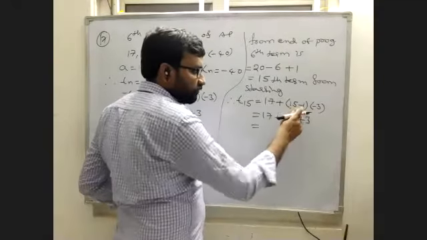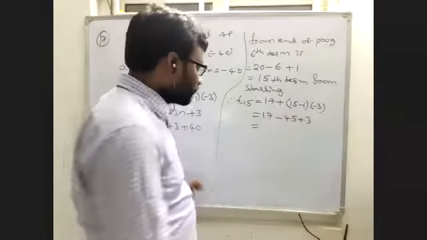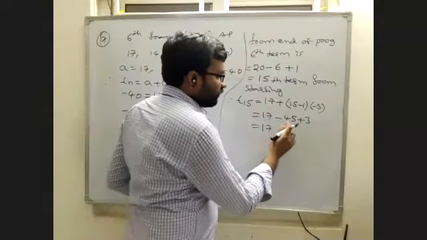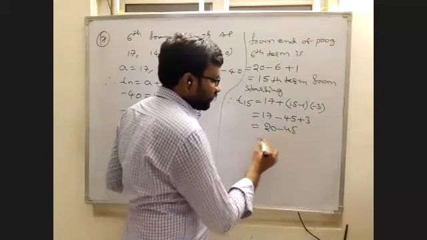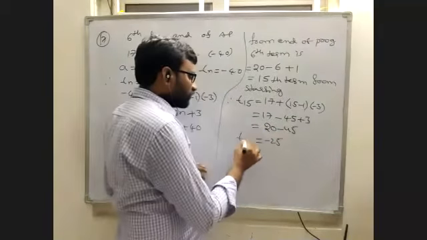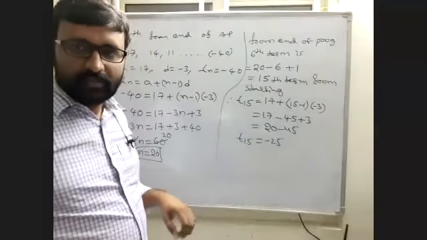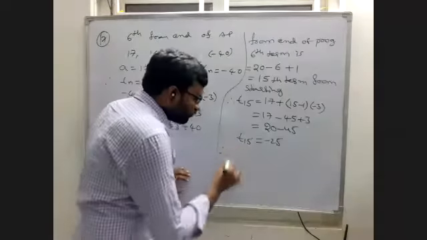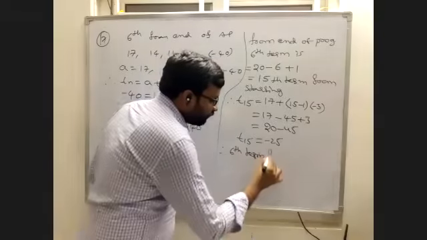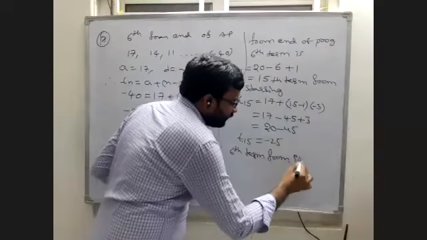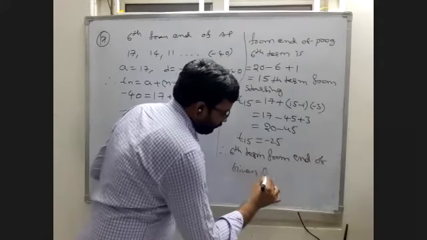15 minus 1 is 14. 3 into 14, that is minus 42. That is 17 plus 3, this is 20, minus 45. 20 minus 45 will be minus 25. What is the 15th term from the starting onwards? Therefore, this is the sixth term from the end of the given AP.